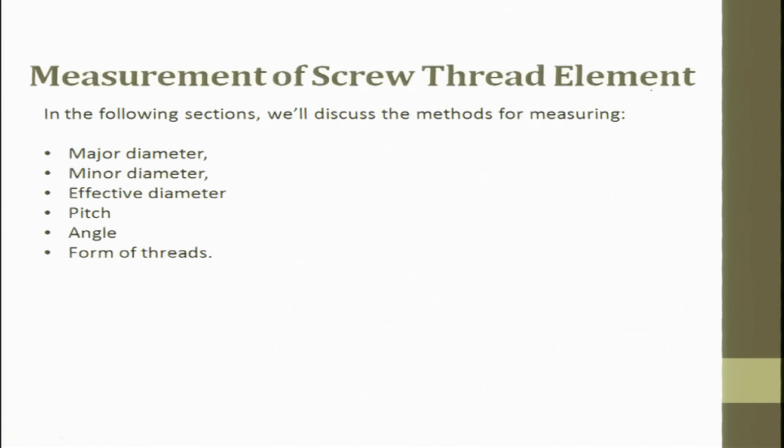So, what are the screw thread elements which are to be measured or which are easy to measure? Major diameter, minor diameter, effective diameter, pitch, angle and form of threads are very important. Form of threads: Whitworth thread, Acme thread, these are different forms of threads. So, these are the 5 or 6 elements in a screw which have to be measured, so that we evaluate the performance of screw and nut when they are mating. So, internal surface, external surface.